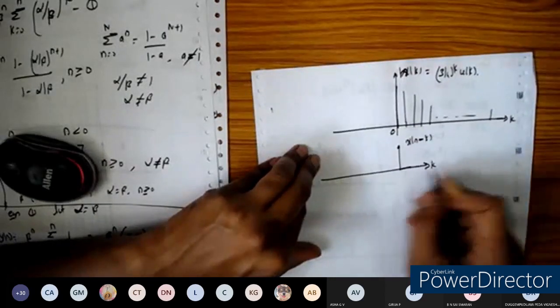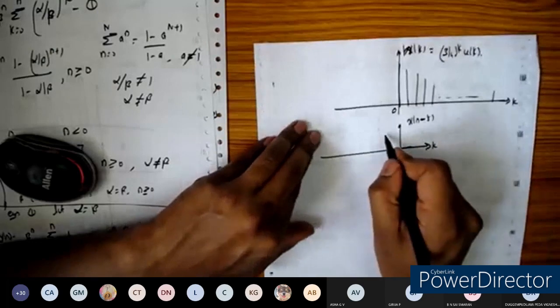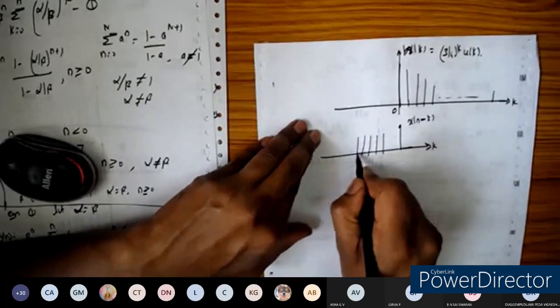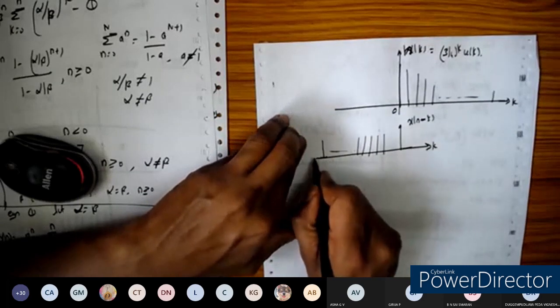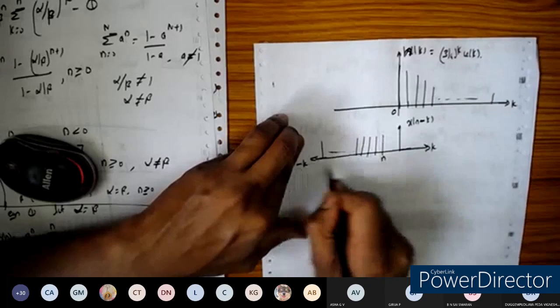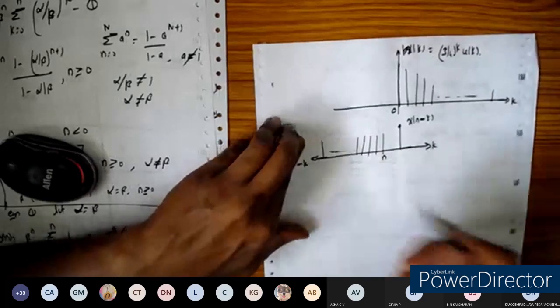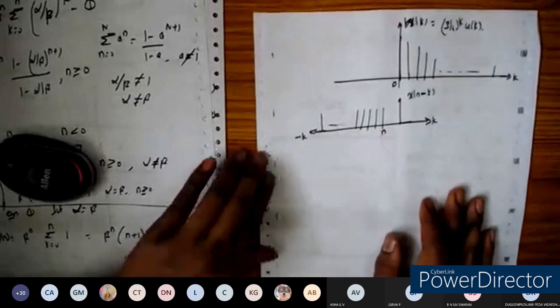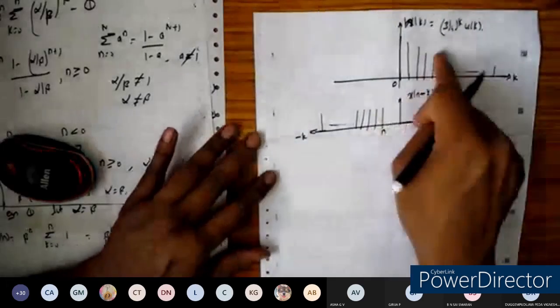So this is the k axis. I'm not going to denote the origin, because we don't know the value of n. That's why there is no origin. This is minus k, and this is n. We don't know what the values are here, so I'm just writing n. Now let us take the cases. These waveforms are clear.